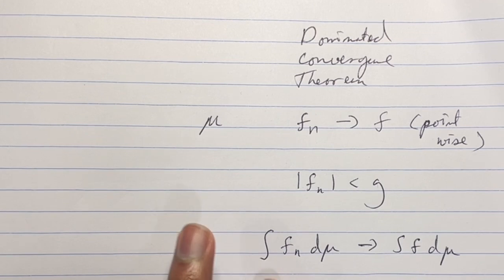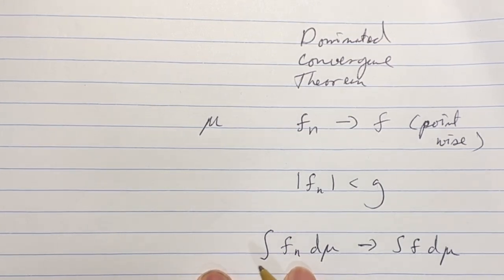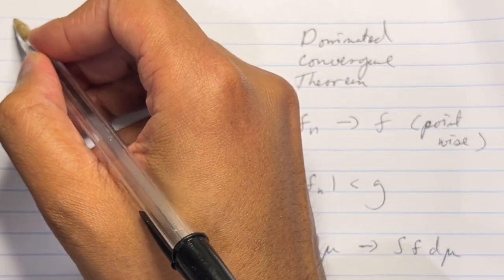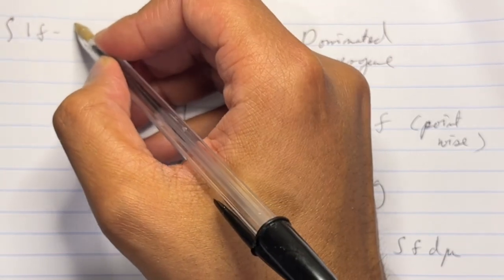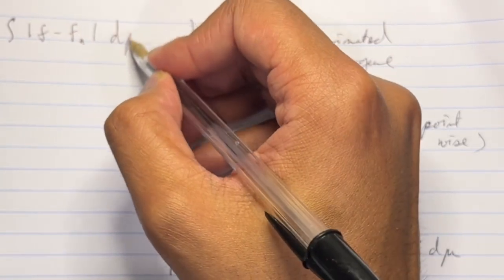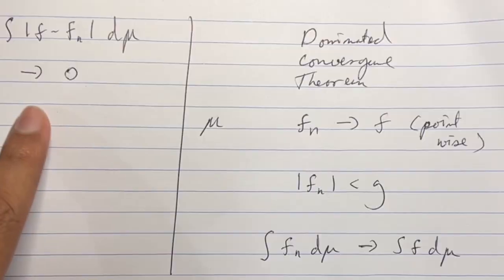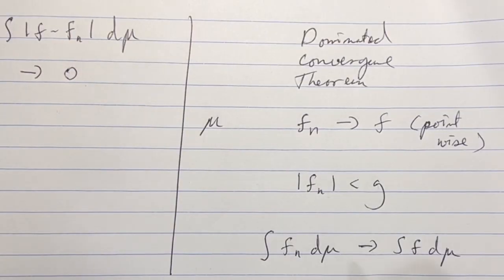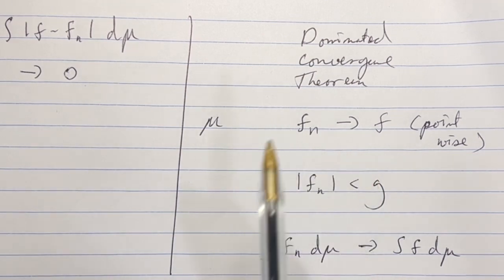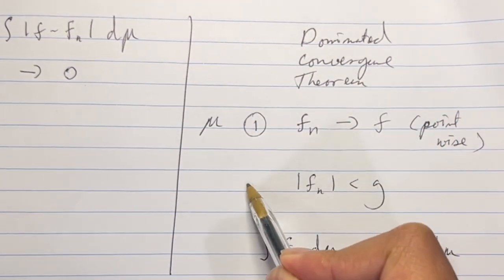So you can see how this might be useful, for example, when you want to interchange limits inside an integral. This one is the limit on the outside, this one is the limit on the inside. So that's what the dominated convergence theorem lets you do. And the problem we want to solve is to show that the integral of the absolute value of f minus f_n d mu tends to 0 as n tends to infinity. So the way we're going to do it is we're going to use the dominated convergence theorem. So we want to satisfy the two properties. The first is this one, and the second is this one.